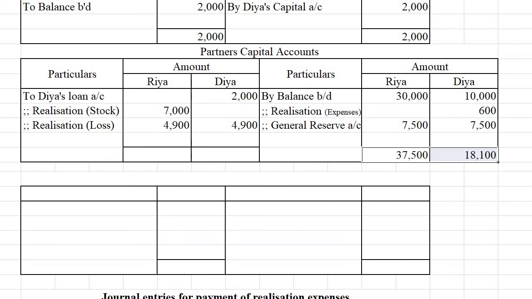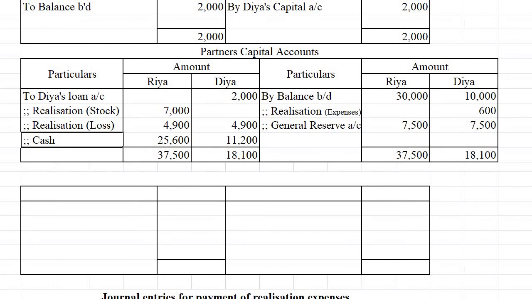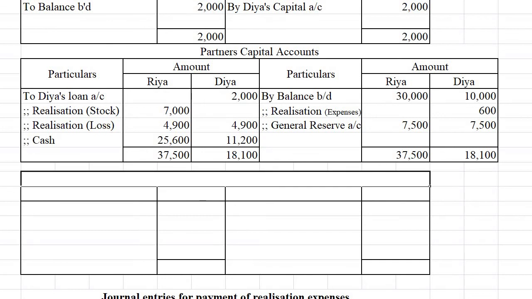Both are having credit balance, so that will be taken to the debit side. So Ria 25,600 and Dia 11,200. What can be written here? Is it balance carried down? No, because here they are not continuing the business, it is dissolving. So the amount will be settled, it will be paid to them. So we can write to cash. So 25,600 will be paid to Ria and 11,200 will be paid to Dia.